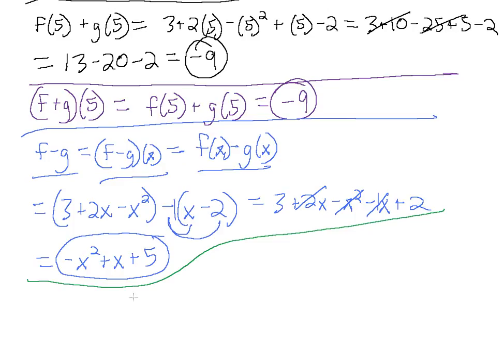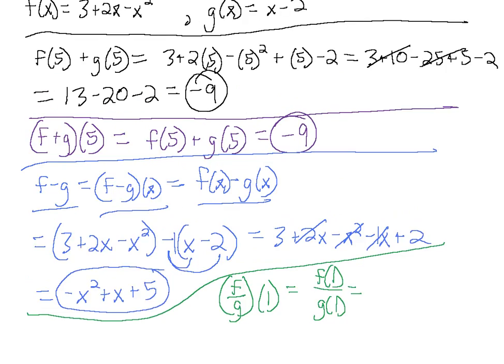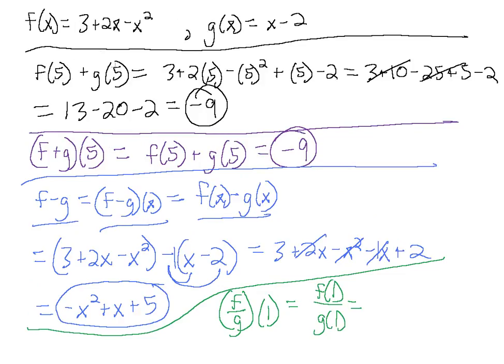Let's say we have a quotient, f of g, or f divided by g of 1. All right, so we have a number here to evaluate in this problem, so let's go ahead and rewrite this as the quotient f of 1 divided by g of 1. All right, so we know what we're doing here. We added them up here. We subtracted them here. Well, now we're just going to divide.